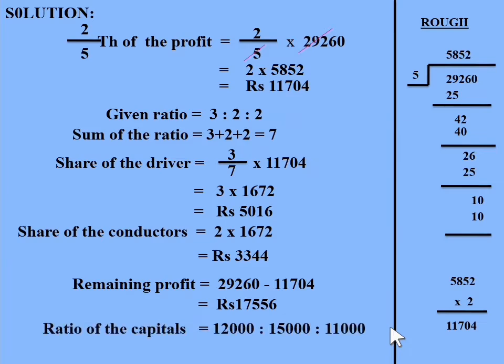So the ratio of capitals: capital of the driver is 12,000, capital of the first conductor is 15,000 and capital of the second conductor is 11,000. Divided by 1000 we get 12:15:11. Let's move to the next page. We have to add the ratio. Sum of the ratio is equal to 12 plus 15 plus 11, which is equal to 38.